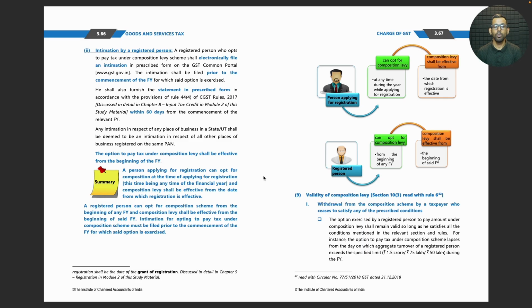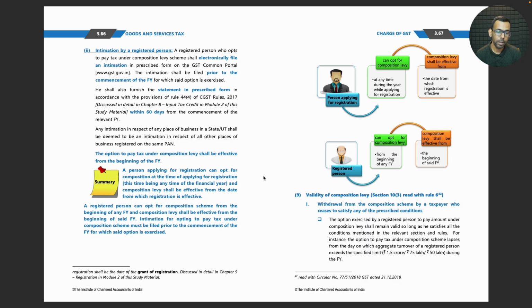A registered person who opts to pay tax under composition levy scheme shall electronically file an intimation in prescribed form on the GST portal. The intimation shall be filed prior to the commencement of the financial year for which the said option is exercised. He shall also furnish the statement in prescribed form in accordance with the provisions of Rule 44, Sub-Rule 4 of the CGST Rules within 60 days from the commencement of the relevant financial year.